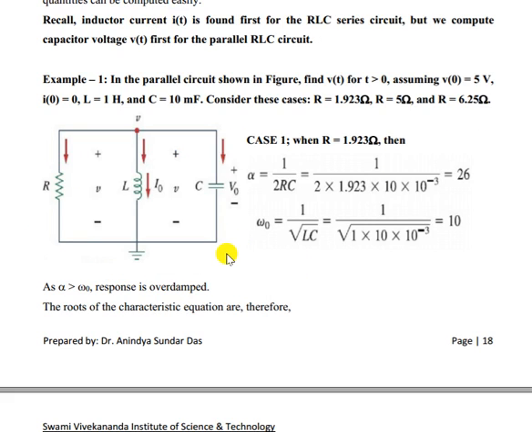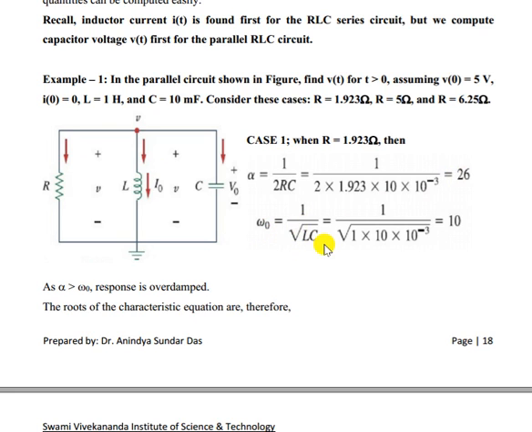Let us take one example. This is a source-free RLC circuit, which has stored energy with V0 of 5 volts and I0 is 0. Say R values are 1.923, 5, and 6.25. For the three values of R, we have to find the response. Now case 1 is R equal to 1.923. Then alpha is 1 by 2RC, right? This is parallel. So if we solve it, we will get 26.